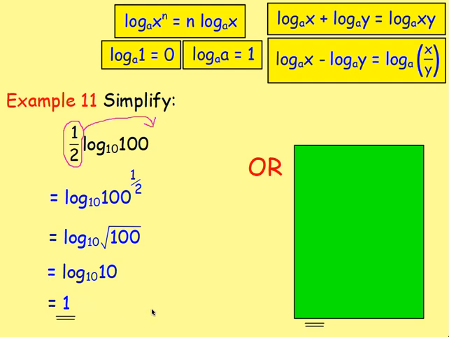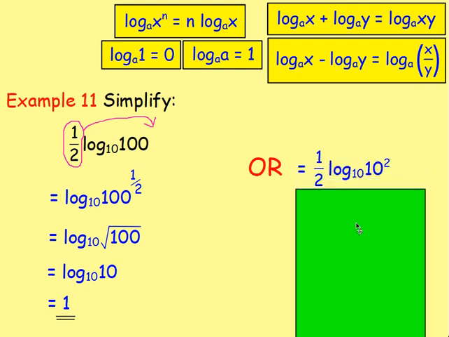As I said, you could have done this a slightly different way. Anybody want to tell me what they would have done? Yeah, good. You could rewrite 100. If you think about 100, well, 100 is the same as 10 squared. So you could have thought about that as half log base 10 of 10 squared. From here, you could think about it two different ways.